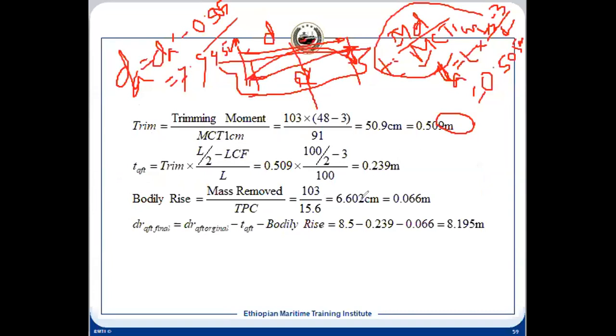And bodily rise, we know TPC, that mass divided by that is TPC. And then we can calculate the final aft draft. And that is this one. So this one is this one. And this one is, if you discharge, we get this value. So the aft draft will be, till now, it is minimum, so it is less than this.